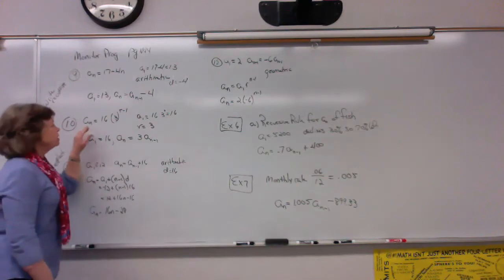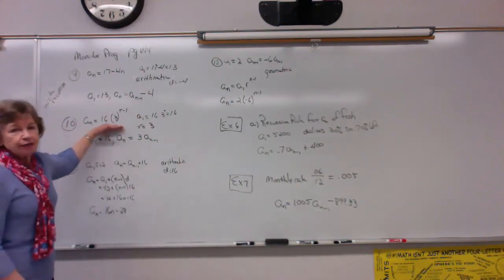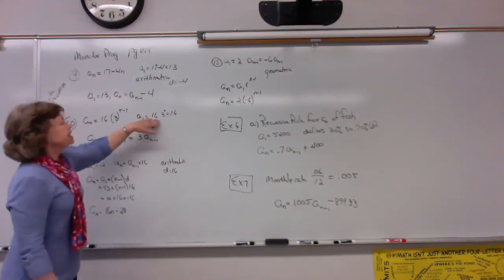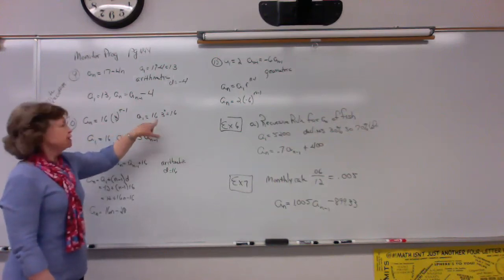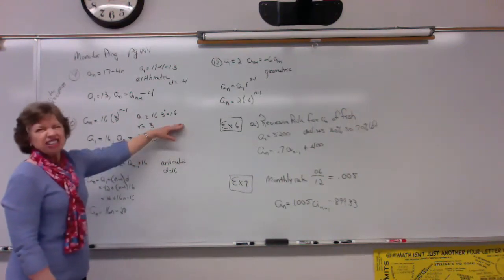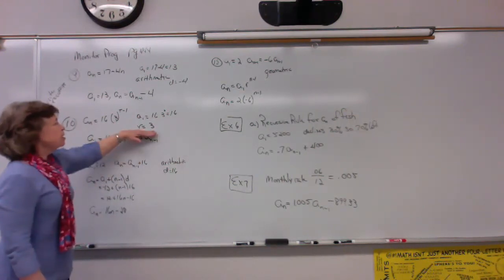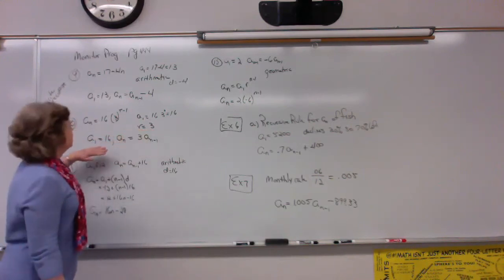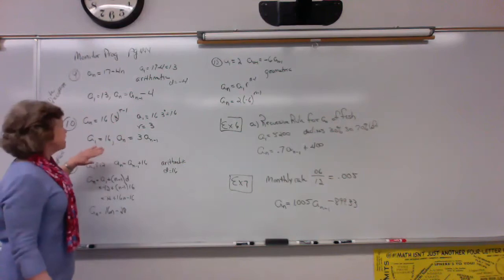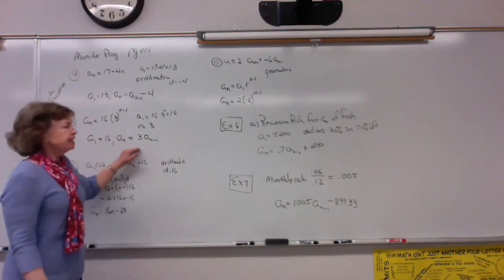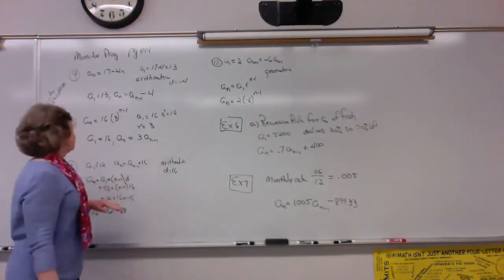For the 10th one, they gave you something that you could easily recognize as geometric. So the a sub 1 was 16, you have to figure out the first term, 16 times 3 to the 0, which is 16 times 1, which is just 16. The common ratio was 3, which you can tell from your explicit formula. So the recursive rule for this one was a sub 1 equals 16, and then the rule was a sub n equals 3 times a sub n minus 1.